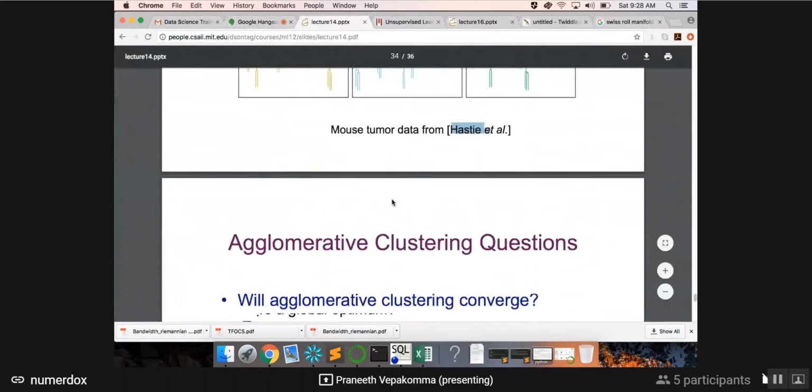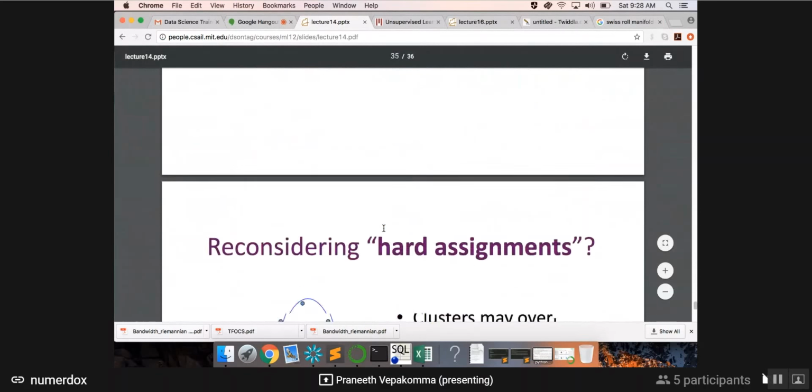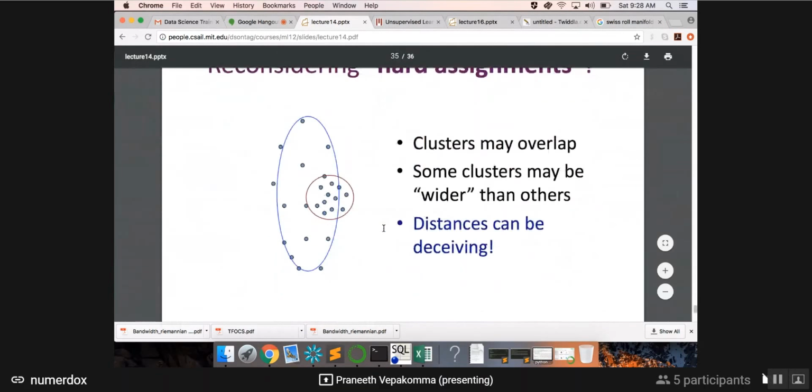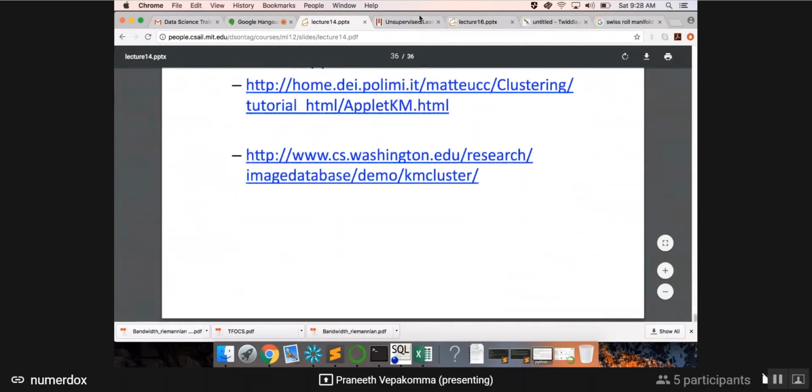Okay, back from the tangent. Yeah, this is agglomerative clustering. Same question: when it will converge, what distance to use, how many clusters to pick. It's always a problem. Right? Distances can be deceiving, just based on your choice of distance. So that finishes k-means and agglomerative.